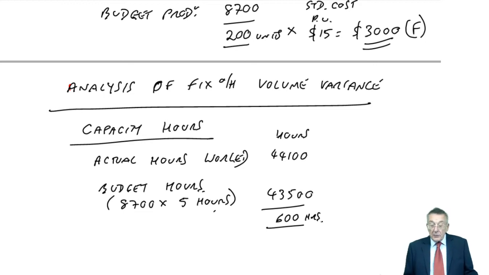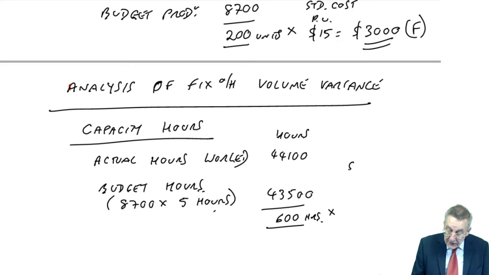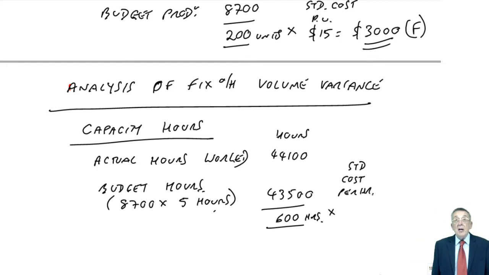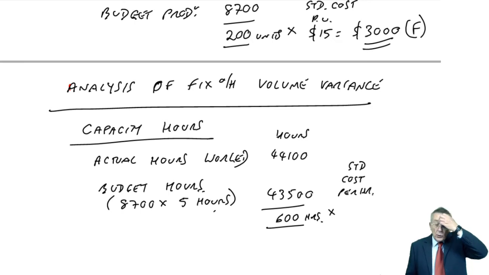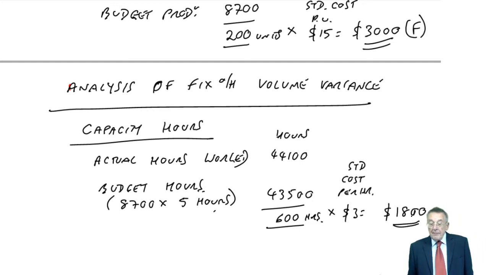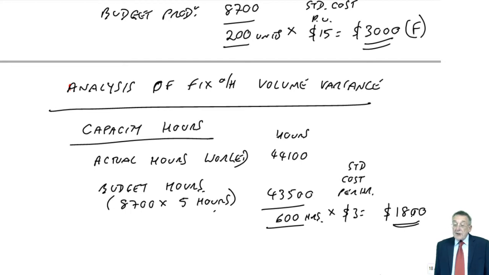And we cost it out at standard cost per hour. Remember, it's fixed overheads we're doing, so the standard cost per hour for fixed overheads, which if you look back, we'd absorbed at $3 per hour. There's the variance. Sorry, I called it capacity hours. I should have written capacity variance.